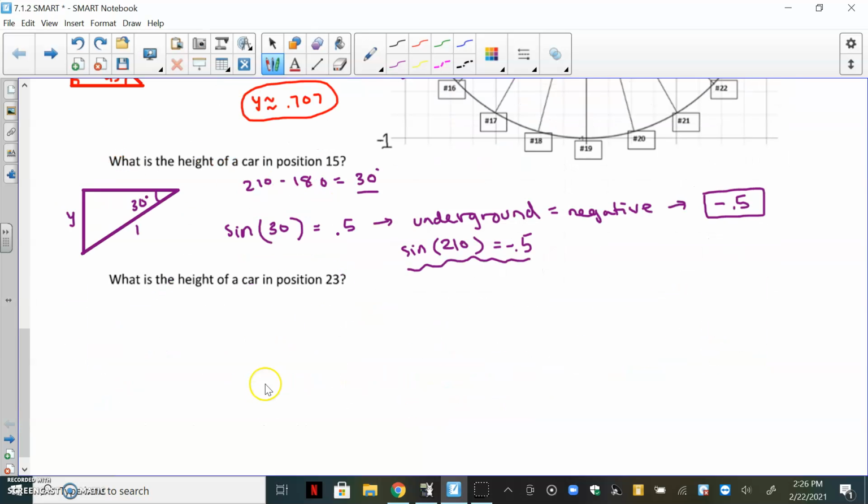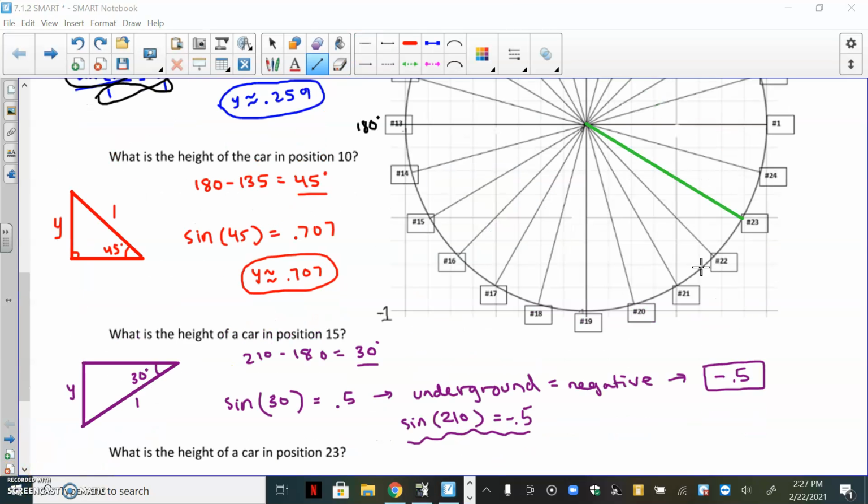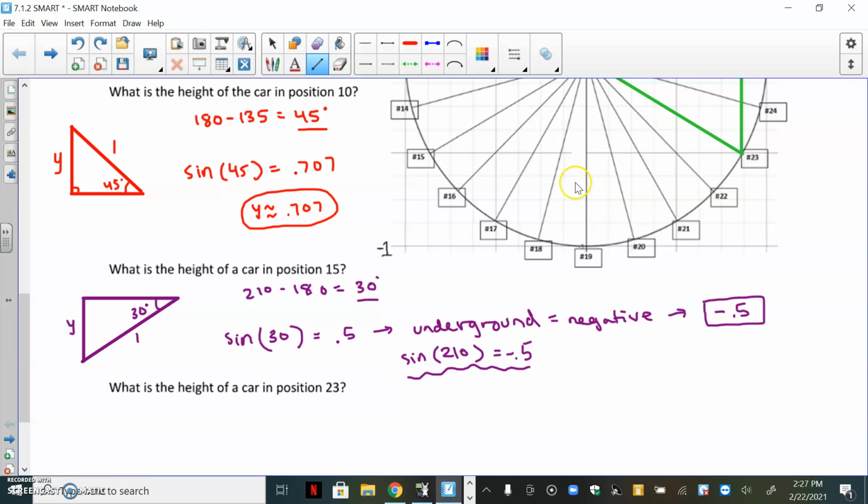All right, one more example here. What is the height of a car in position 23? So let me go ahead and erase my stuff. I'm going to pause recording because I'm running out of time. All right, I've started my drawing for position 23. Let's go ahead and make the rest of our triangle up to the ground, finish it, and we'll make my mini version here.